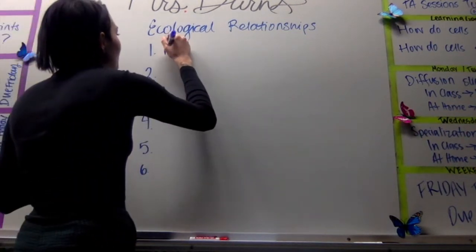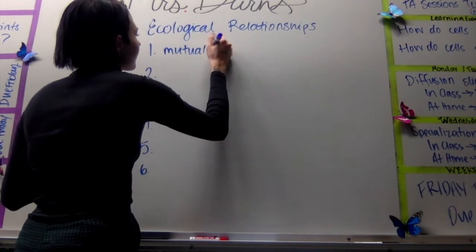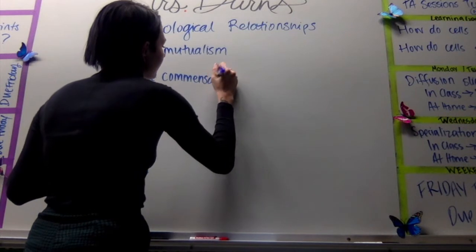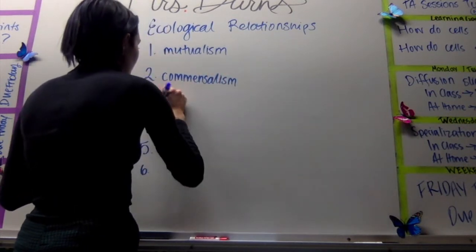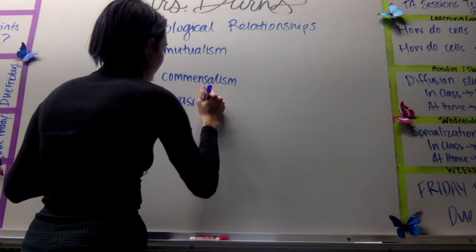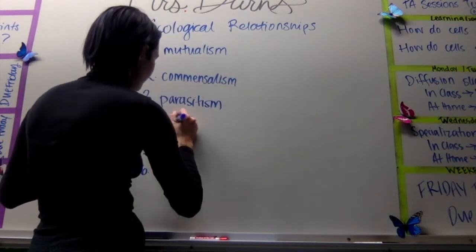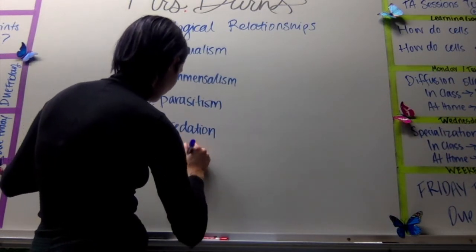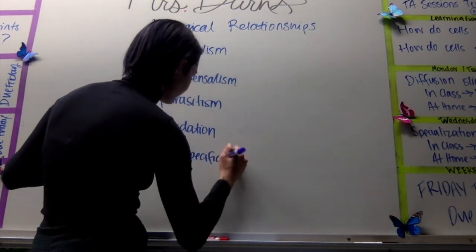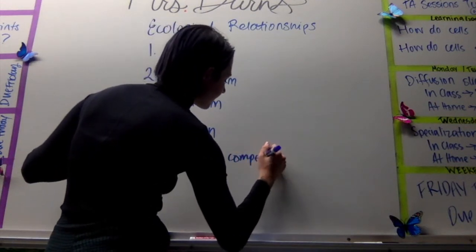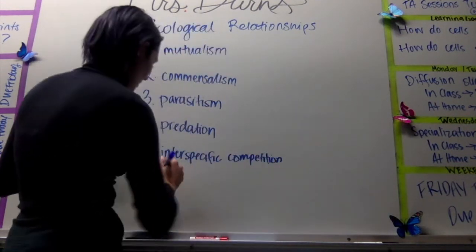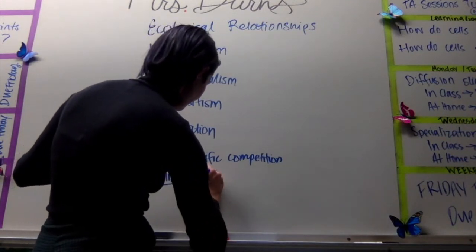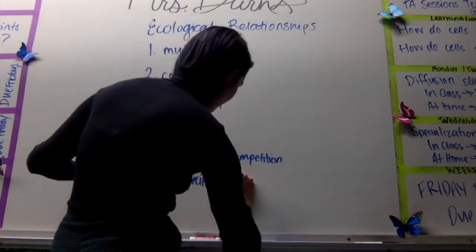So we've got mutualism, commensalism, parasitism, predation, interspecific competition, and intraspecific competition.